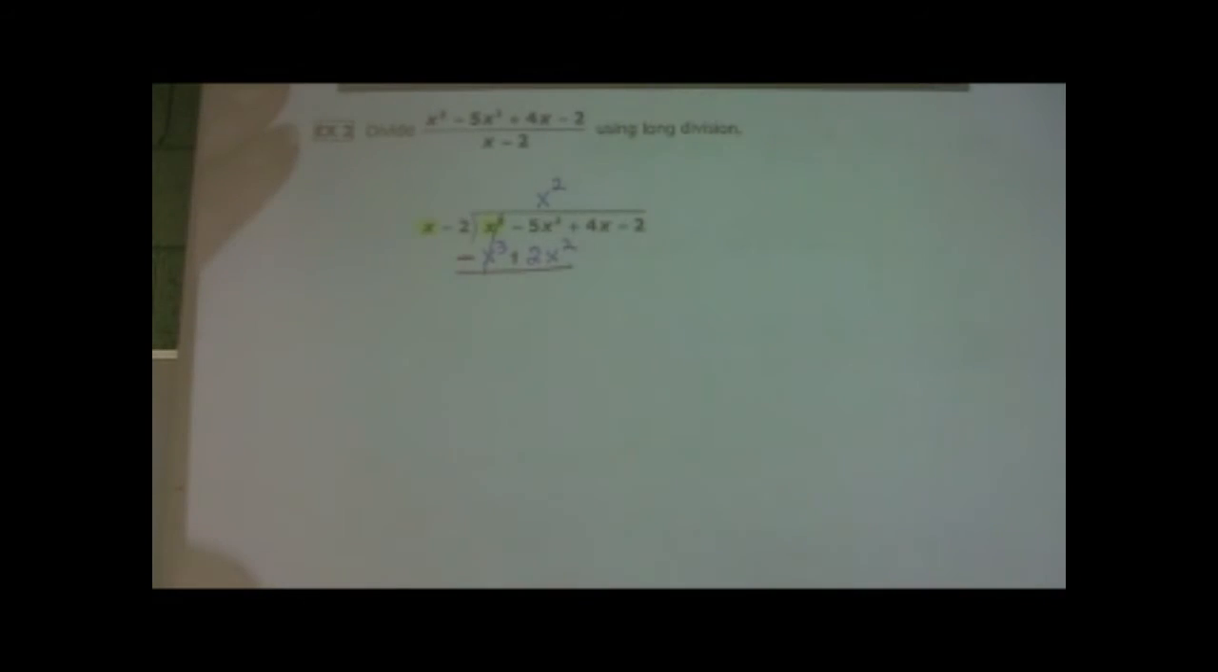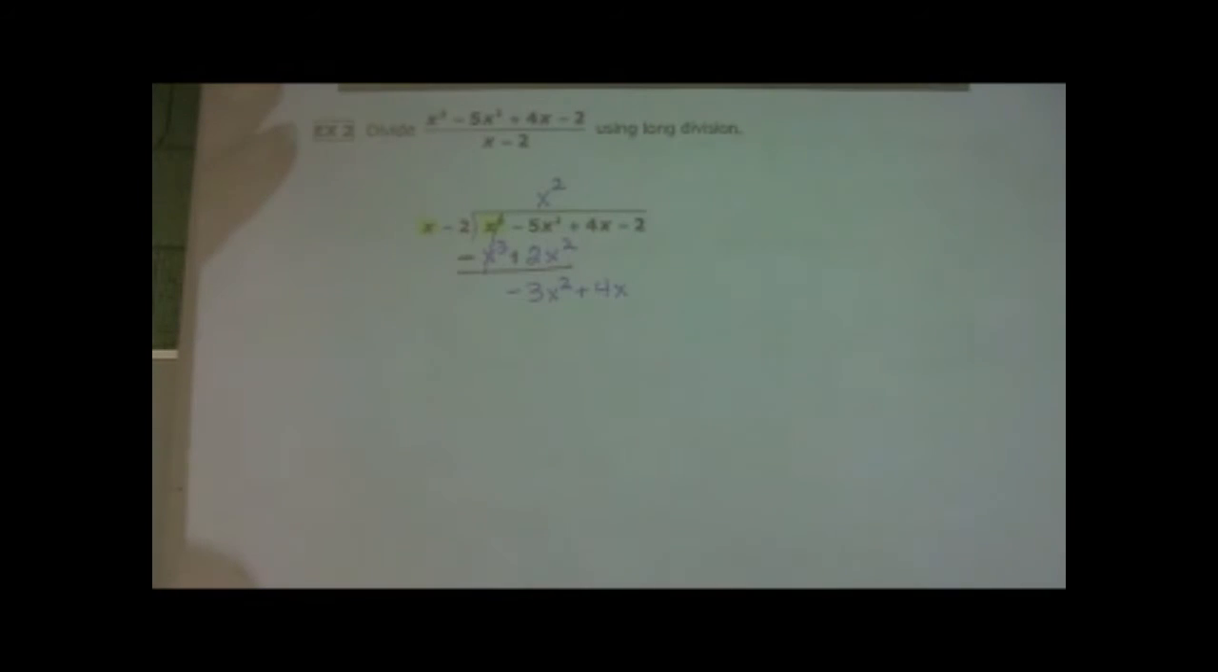All right, now add. x to the third and negative x to the third eliminates. Negative 5x squared and positive 2x squared gives me negative 3x squared. Bring down your next term.